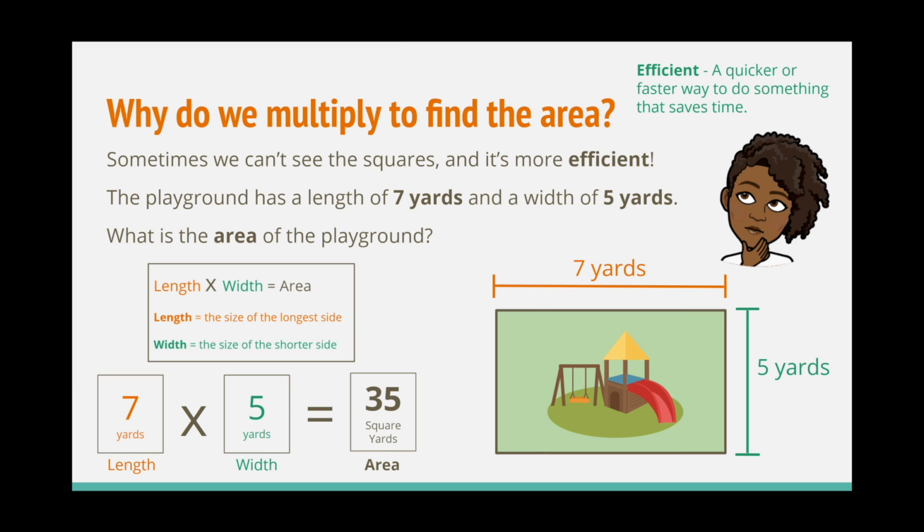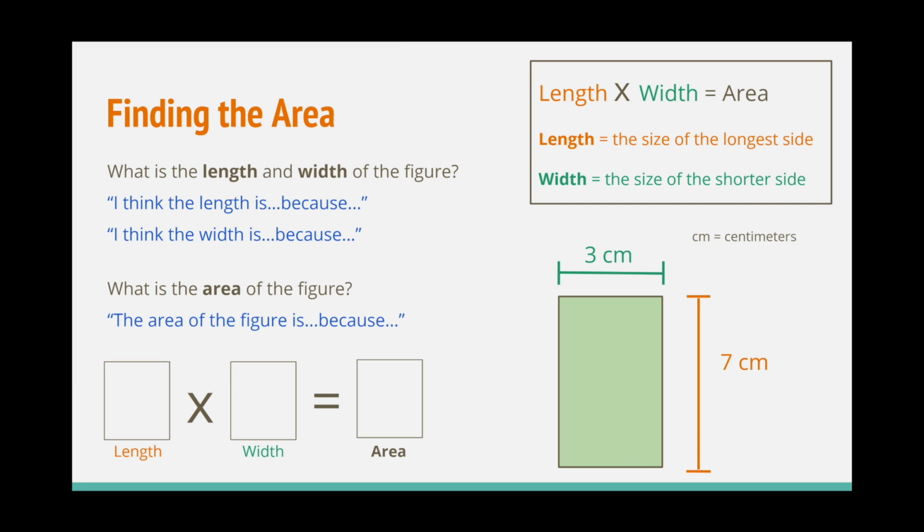I just multiplied. So now we have this figure that has a width of 3 and a length of 7 centimeters. So now I'm going to multiply. The length is 7 centimeters. That's the orange side or the longest side. And then I have the width, which is the shorter side, which is 3 centimeters. And so I'm going to multiply, and that gives me 21 square centimeters.